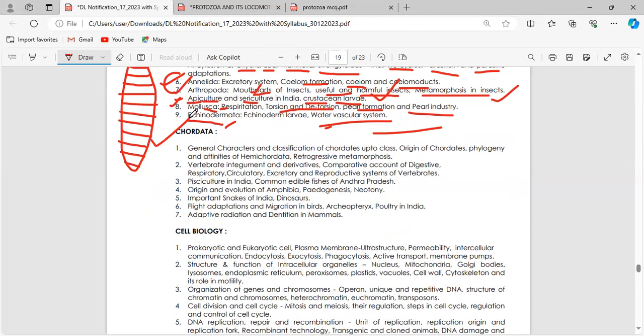Now we come to the chordata. As I said before, general characteristics and classification are very important. Whatever the phylum and whatever the class, you have to read the general characteristics. Okay, I'm going to explain. After completing the general characters and classification, I'm going to focus on the chordates' origin.